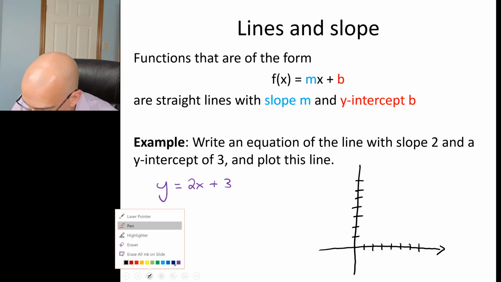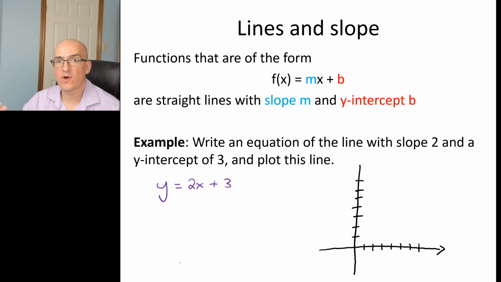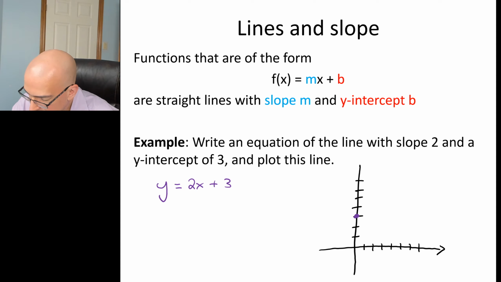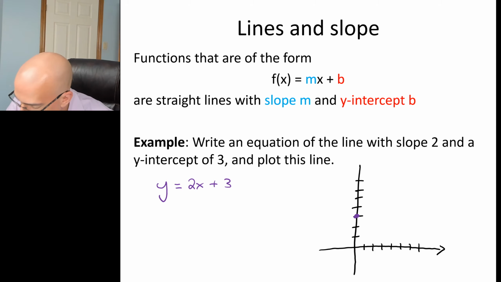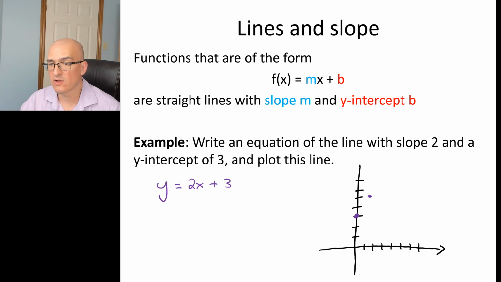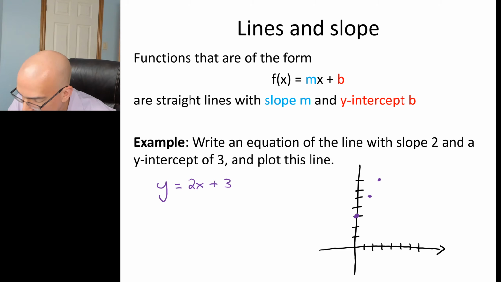Maybe you want to make a table of values, or you want to use line properties. So I'll use line properties. Starting with an intercept of 3 means it's up here. Then a slope of 2 means if I go 1 unit to the right, I will have to go 2 units up. If it was minus 2, I go 1 unit to the right and 2 units down. So 1 to the right, 2 units up. And for the next point, I can go 1 to the right and 2 units up again. And then connect the dots.